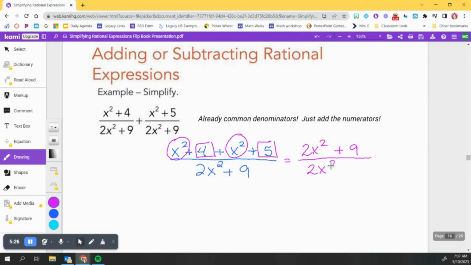Denominator, we have 2x squared plus 9. Okay, so what is 2x squared plus 9 divided by 2x squared plus 9? What's anything divided by itself? 1. So this whole thing does simplify down to 1. Not always going to happen, and I just gave you an example like that of what could happen.